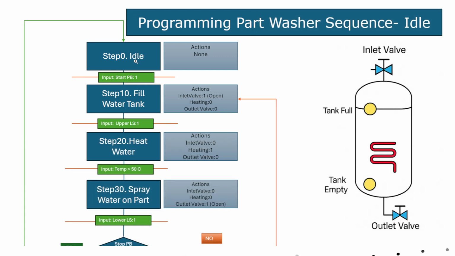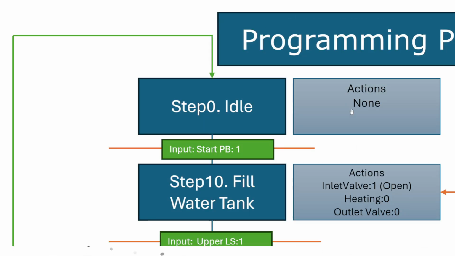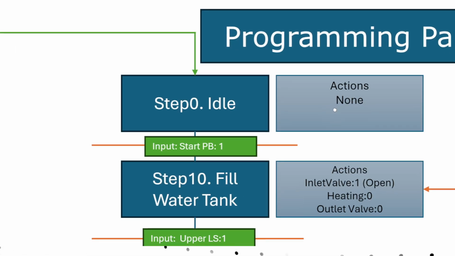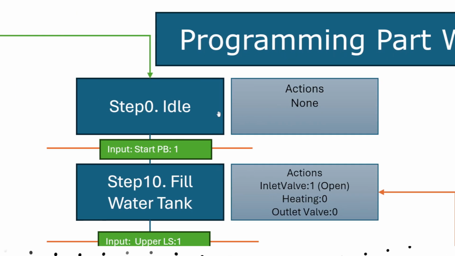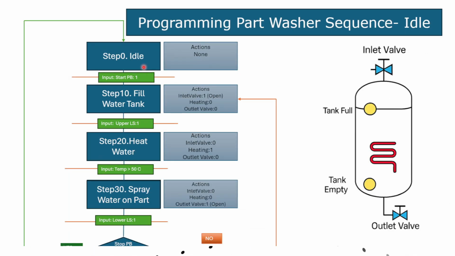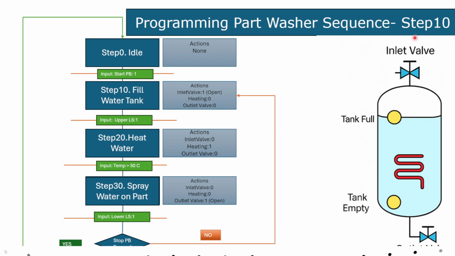So step 0 actually is the idle step. That means we are just doing nothing. That's why the actions are none. And to get away from step 0, to move or index to the next step, our transition condition is the start push button. That means when the start push button is pressed, the sequencer will move from the idle step to step 10, or step 0 to step 10.